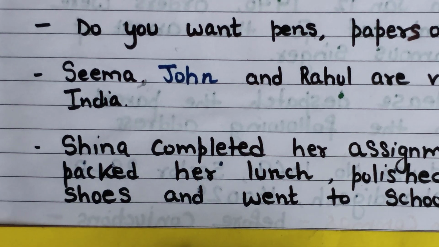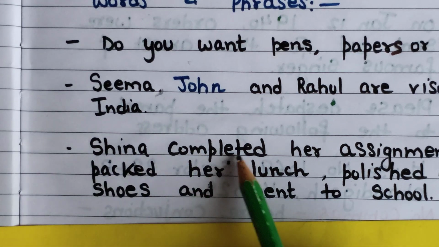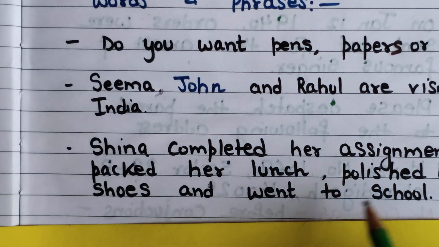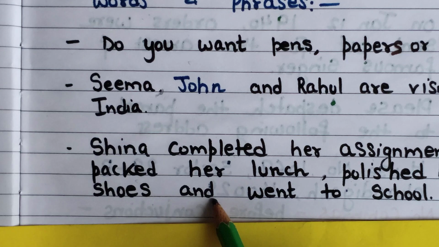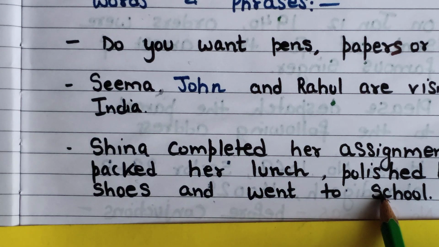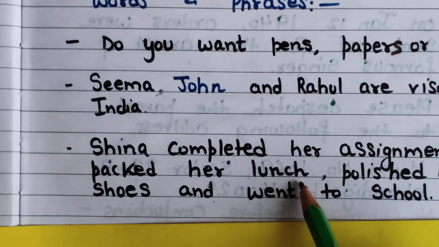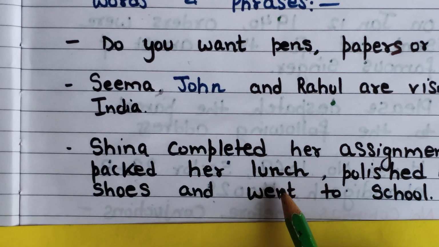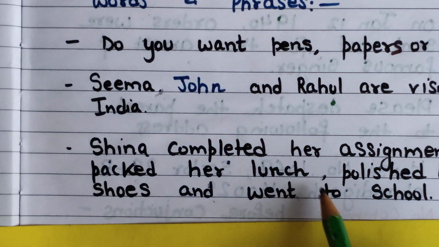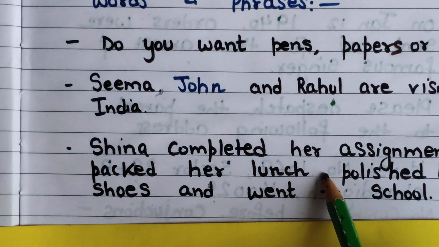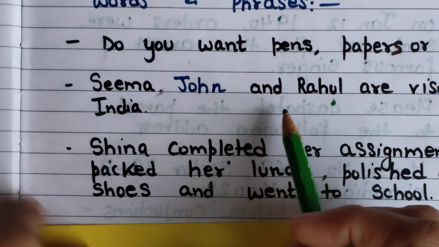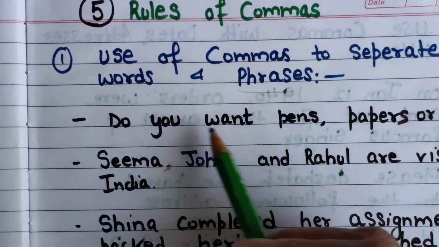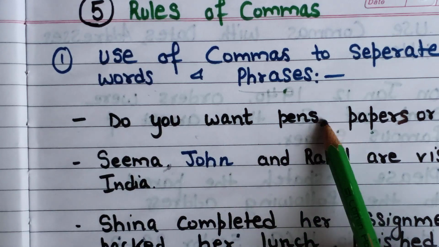Okay, so next, when we are combining two or three phrases, then also we need to put a comma over here. Like, Sheena completed her assignment, comma, picked her lunch, comma, polished her shoes and went to school. So we are combining the same kind of activities relating to going to school. That's why we are using commas here. So indirectly we are combining phrases over here. And for words we have used commas like that.